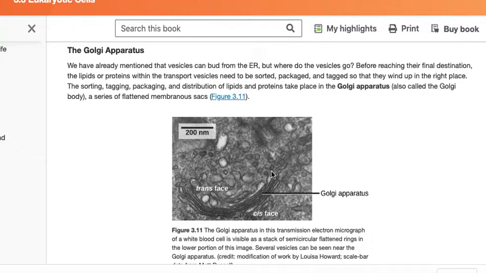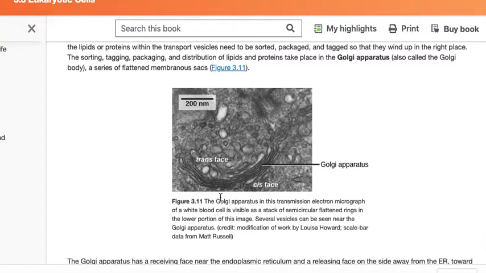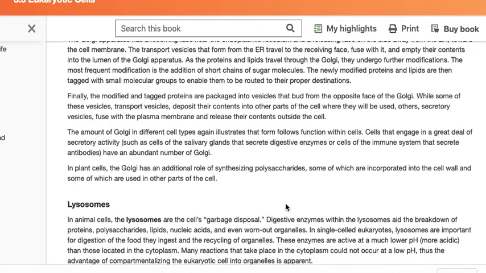And then on the side that's not facing the endoplasmic reticulum, it will send those little vesicles, those newly packaged materials, to go out. And here's a cool picture of the Golgi that was actually taken with a transmission electron microscope. It's kind of cool to see that.